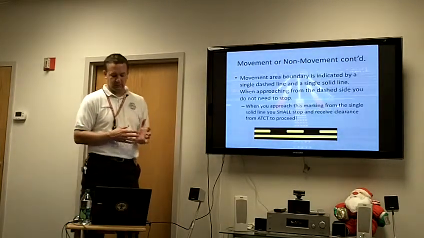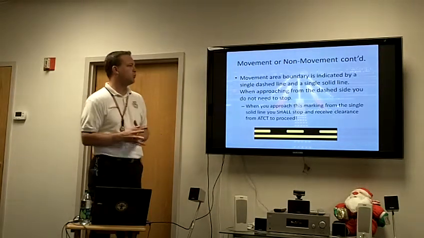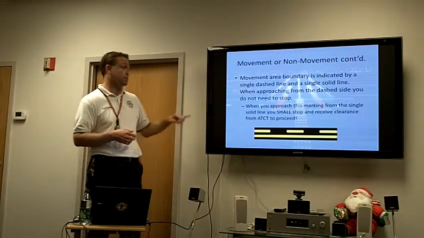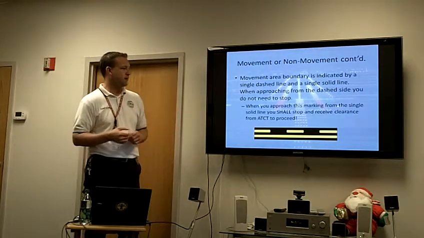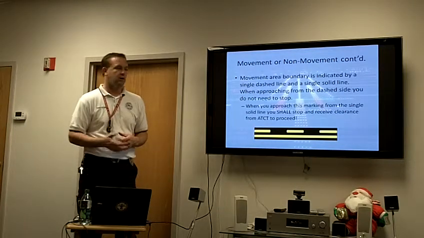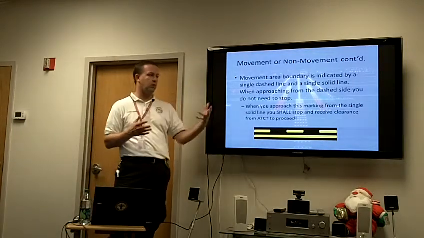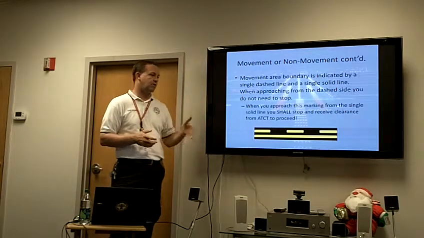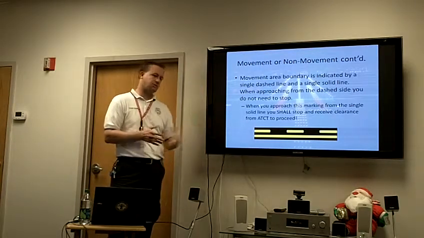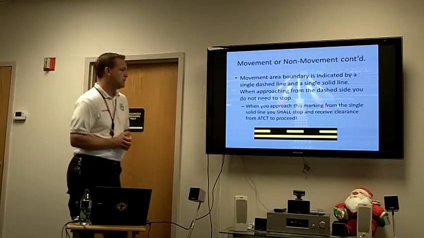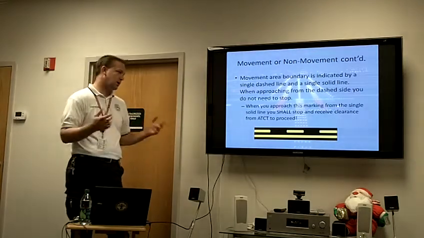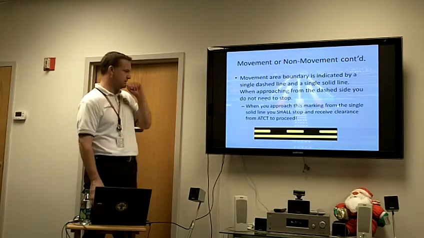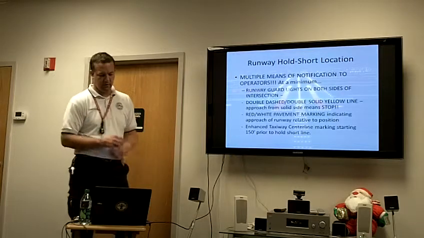Such as this symbol you see here: movement area boundaries indicated by a single dashed line and a single solid line. When approaching from the dash side, you do not need to stop. Just like a marking on a roadway, if it's going down the center line of the roadway, on your side, if the solid line is there, you're not allowed to pass. If it's a dashed line, you are allowed to pass. When you approach this mark from the single solid line, of course, you shall stop and receive clearance from ATCT to proceed onto a taxiway.